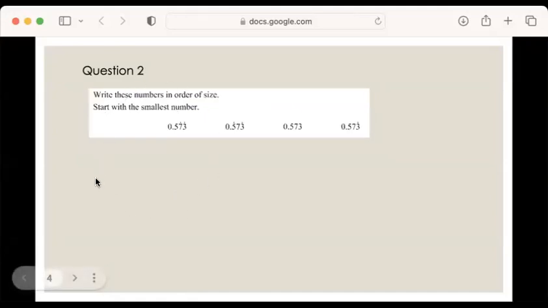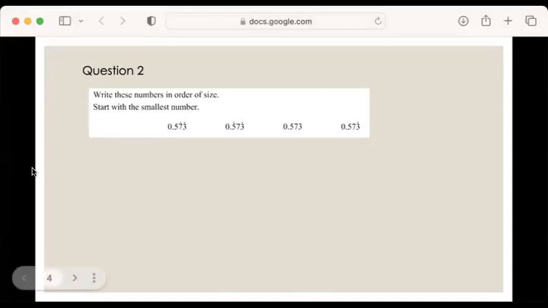Right, now in this question, what does it say? Write these numbers in order of size. Start with the smallest number. 0.573, and so on. But the dots on top represent that this is a recurring number. For example, here, the first one, 0.573, they are the dots. 73 means 73 will be recurring. So it will be 0.5737373, like that.